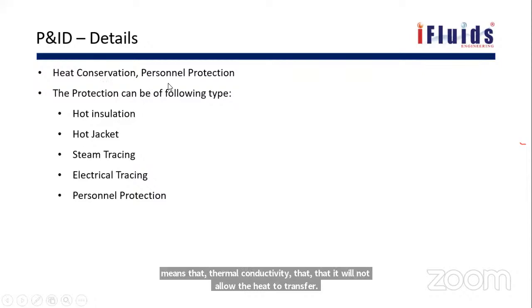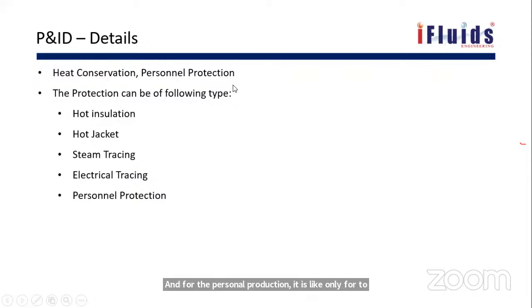And personal protection is only to avoid personal touch, to avoid heat burn for the personnel. Heat or cold burn; cold burn is for cold, low temperature service. And then the insulation types: hot insulation may be a hot jacket. To maintain the temperature, you can also provide heat tracing. For heat conservation, we provide just insulation.